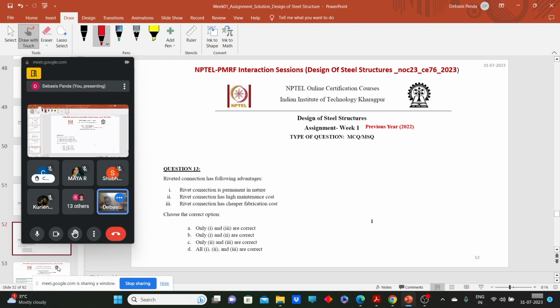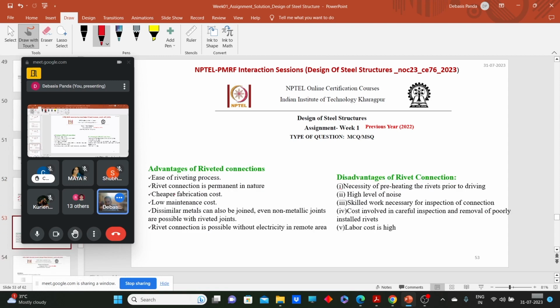Okay. Now next question. Rivet connection has the following advantages. What are the advantages? Rivet connection is permanent in nature, right? Rivet connection has high maintenance cost. This is the disadvantage. Rivet connection has cheaper fabrication cost. Yes, this is quite cheaper. So these two options are correct. Now see which option here, 1 and 3. C is the correct answer. So here I put these things. You can go through it.